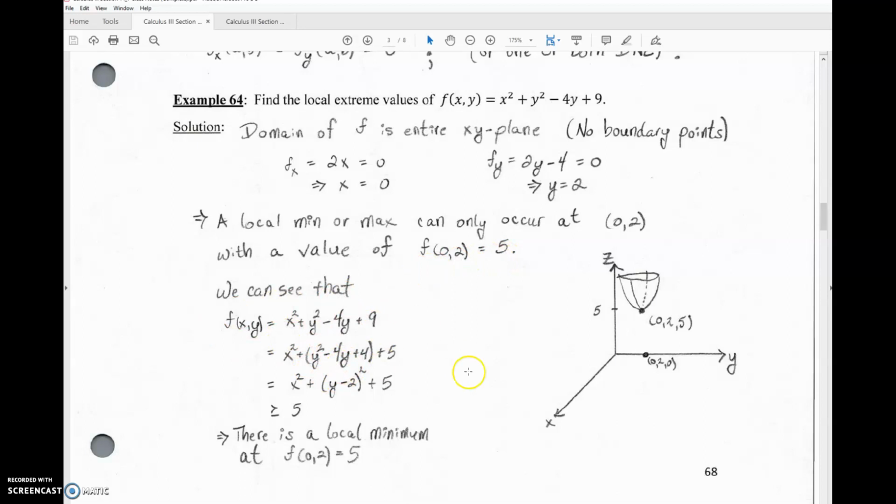So since I played around with the paraboloid equation and put it into sort of the standard form of a paraboloid, I can see that since x squared is always positive, (y minus 2) squared is always positive, the function f of x, y is always greater than or equal to 5. So that tells us there is a local minimum at this point (0, 2) with a value of f of (0, 2) equals 5.